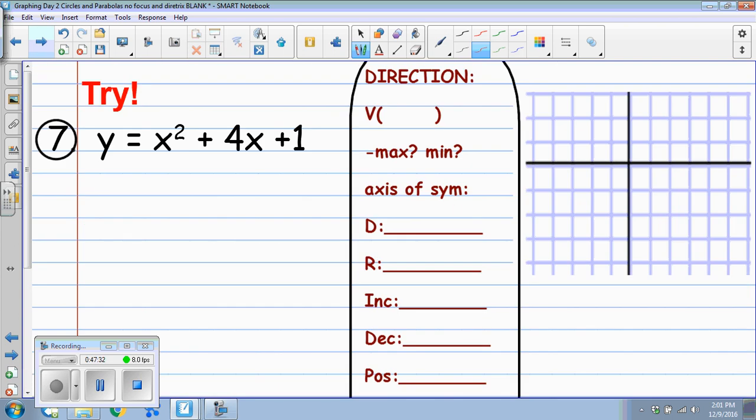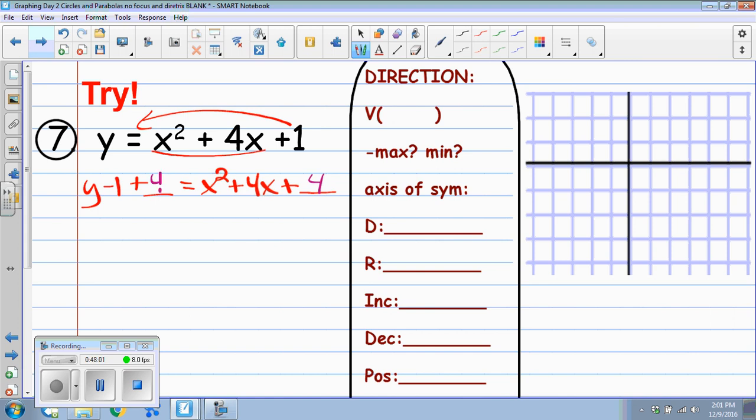For number 7, we're going to do the same thing. Now if we could factor this, we could, but we can't. So we're going to complete the square, so we're going to move that over. So y minus 1 equals, I'm going to leave a place for plus blank so I can complete the square on the other side, equals x squared plus 4x plus blank. So half of 4 is 2. 2 squared is 4. So we're going to add 4 to both sides. So that's y plus 3 equals x plus 2 squared.